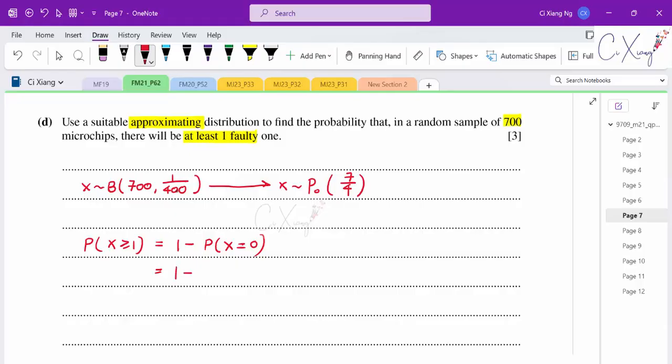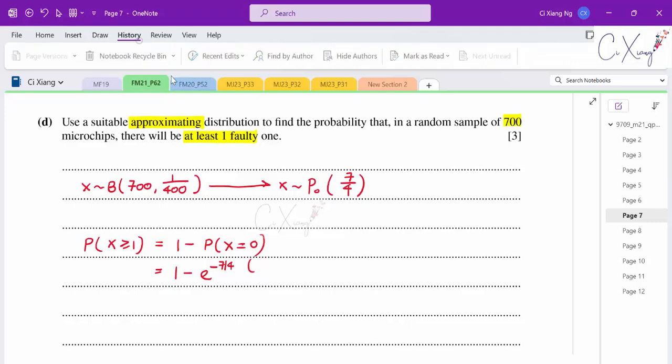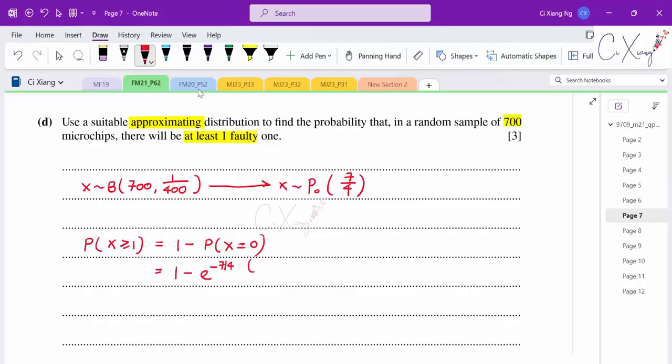So the probability of x equals 0 is e negative lambda, then I'm having lambda, which is 7 over 4, power 0 divided by 0 factorial. Okay, so if you try to simplify the answer, you should get 0.826. So this is how we answer this question.